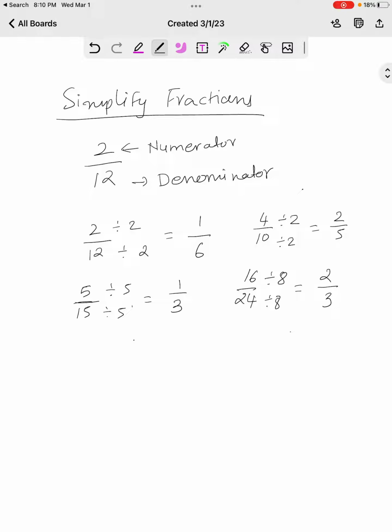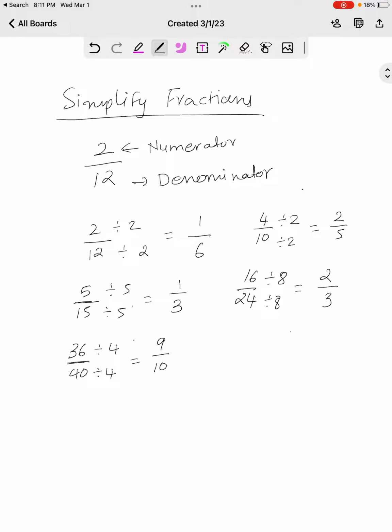Next problem right here is 36 divided by 40. So what is the greatest common factor of 36 and 40? I think they both are even, and it seems 4 is the greatest common factor of 36 and 40. So we divide this by 4, we divide this also by 4. 36 divided by 4 is 9, 40 divided by 4 is 10, and so the simplified fraction is 9 divided by 10.